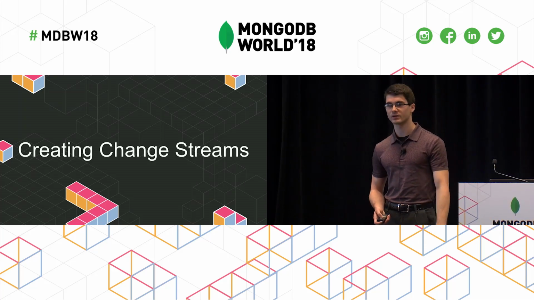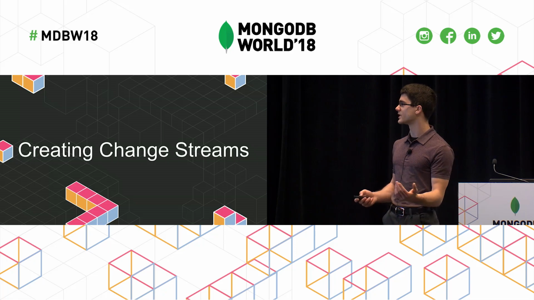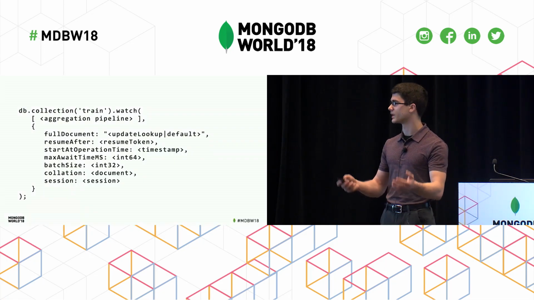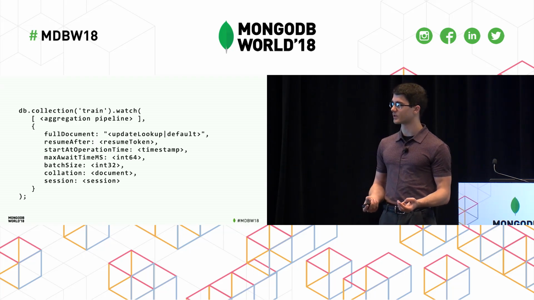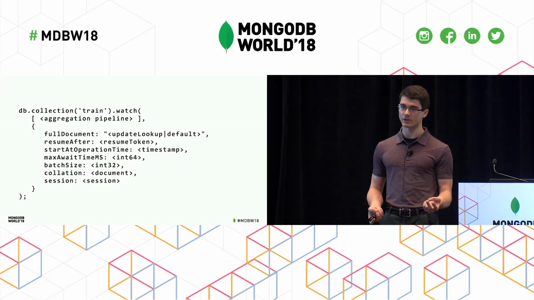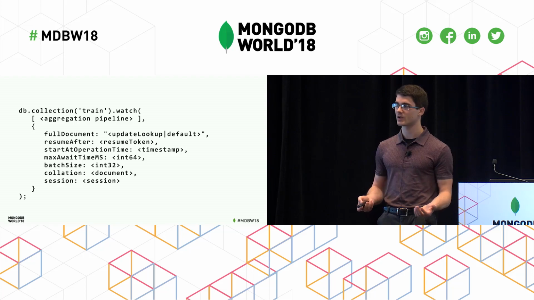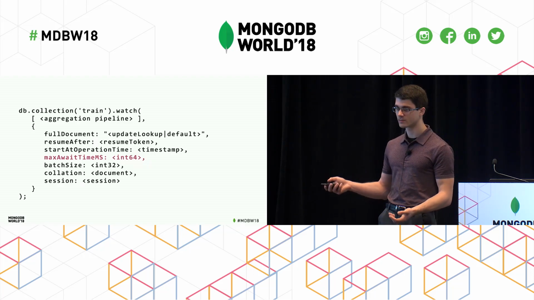So we've talked a lot about the characteristics of change streams and shown a couple examples of creating them. I just want to get into one example of what it looks like in its full glory. This is the Node driver's watch helper. First argument is the aggregation pipeline. The second argument is a list of options. There's only one I really want to point out because it's going to come up in a few slides, which is maxAwaitTimeMS.